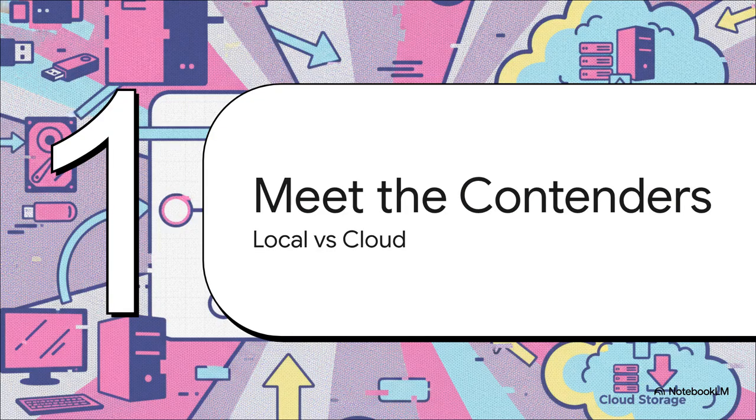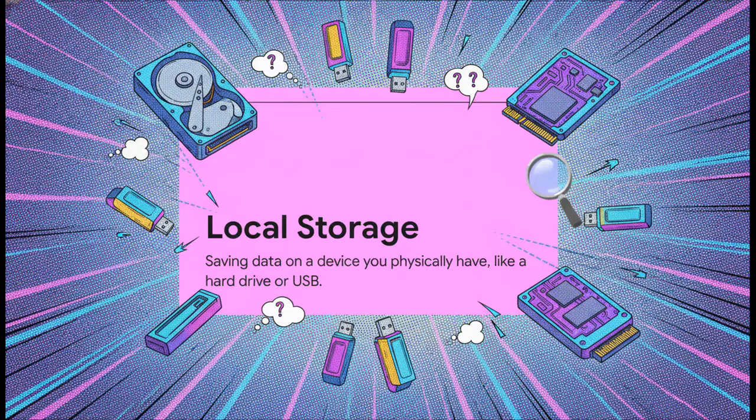Section 1. Meet the contenders. First up, let's look at local storage. The absolute most defining feature of this option is how tangible it is. It means saving data on a device you physically have in your possession. We're talking about the internal solid-state drive, the SSD, inside your laptop, or an external USB stick you carry in your pocket. It's storage you can actually touch. It is right there in front of you, sitting on your desk or tucked safely inside your backpack.